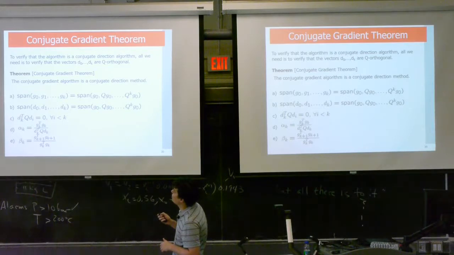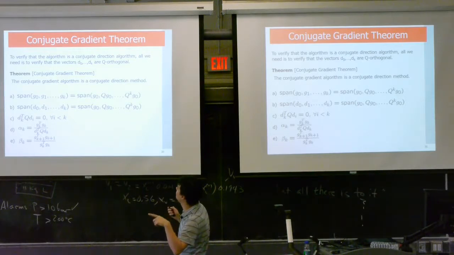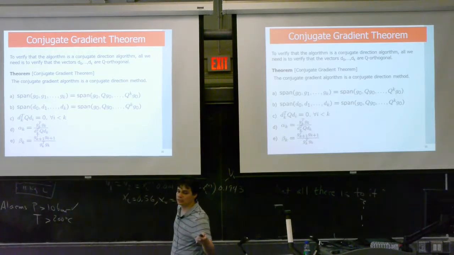The span of the first k plus 1 gradients is the span of these vectors. So you start from g naught, and you just multiply them with q. You can also prove that the span of these d vectors that we just constructed in the previous slide will be the same as the span of these vectors. And this property C, that's important to us, states that these directions are indeed conjugate.